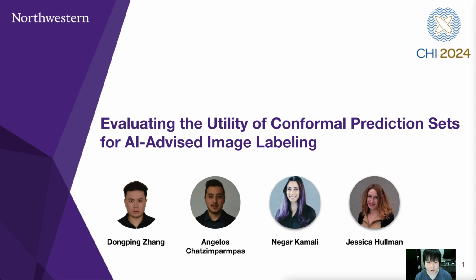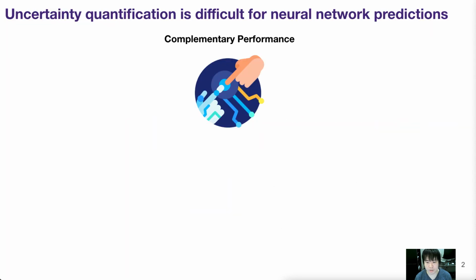My collaborators and I evaluated the utility of conformal prediction sets for AI-advised decision-making in an image labeling context. We're interested in this problem because in the real world, we always pair humans with the AI for complementary performance. Ideally, a human-AI team should achieve better performance when compared to human judgment or AI standalone accuracy. So to facilitate AI-advised decision-making, it is important to quantify uncertainty and make predictions more transparent and explainable.